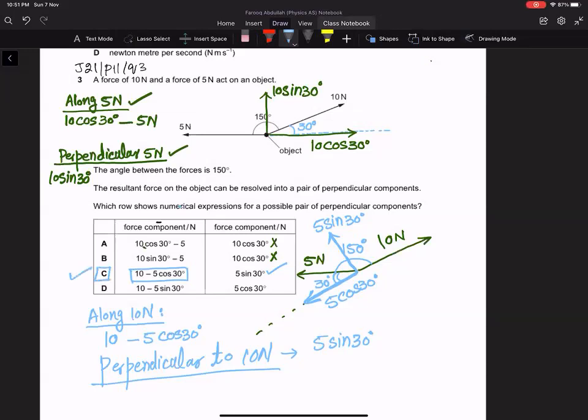Now the trick in this question was that generally you resolve horizontally and vertically, but here they have given you a question in which there are two forces, and once you resolve along one force and you check for the components along and perpendicular to the reference force. In the other option, you have resolved with the other force and you tested for the direction of 10 Newton. So this question was about changing the reference for resolving.